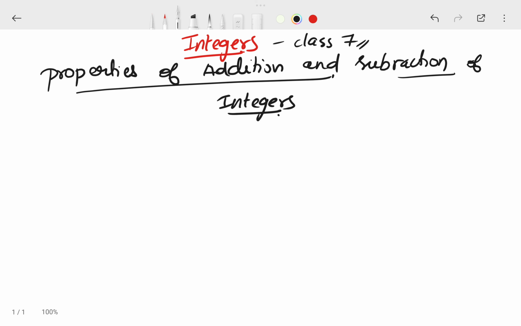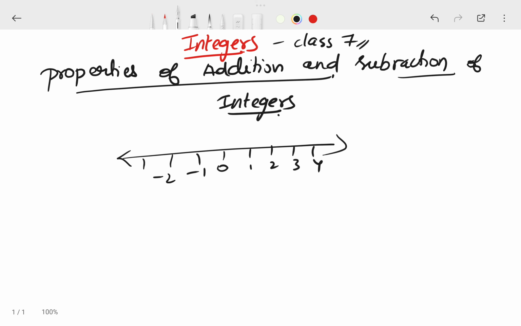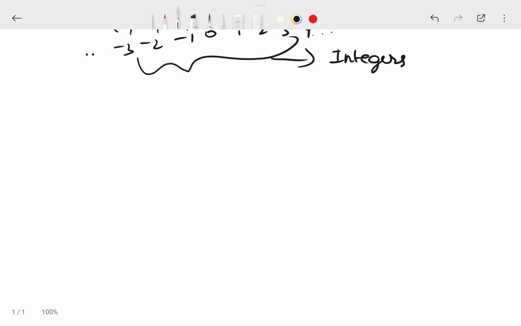Before that, we have to know certain basics, that is the number line. This is a number line: 1, 2, 3, 4, and this is -1, -2, -3, and it goes on. This is how we will represent integers, and these digits are called integers. I hope this is clear. So now let's dive into the topic.